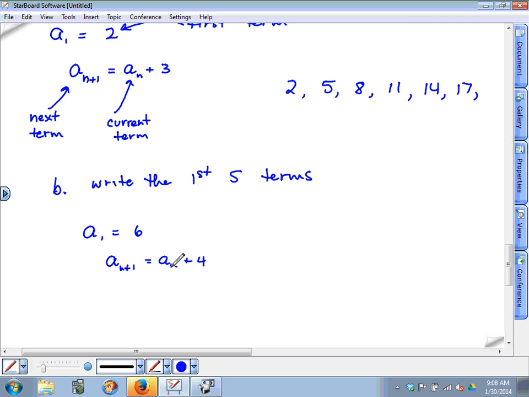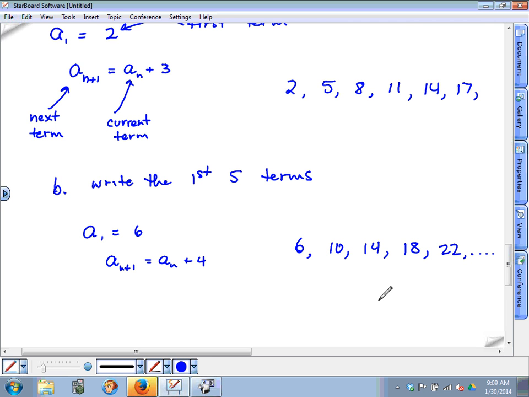Okay. Now, so the first term is 6, because that's what we've been told. What's the next term? 10, because you add 4. And now the next term is 14, and then 18, and then 22, and so on and so on and so on.